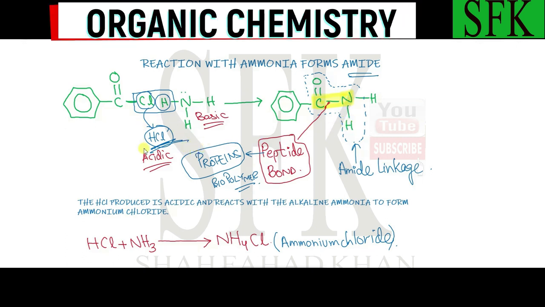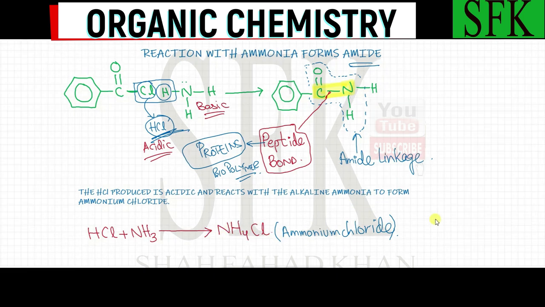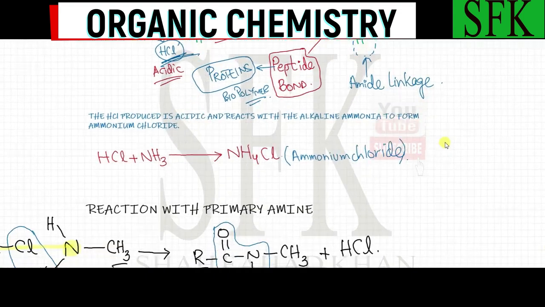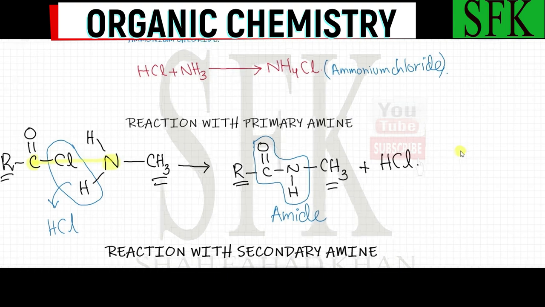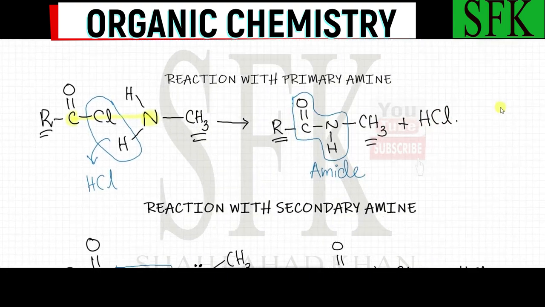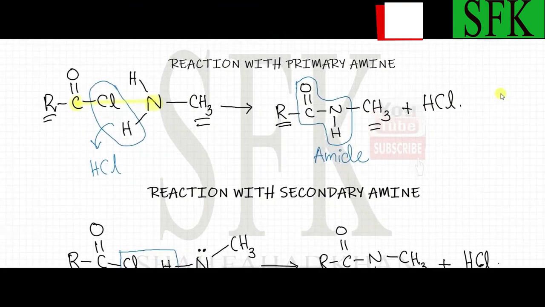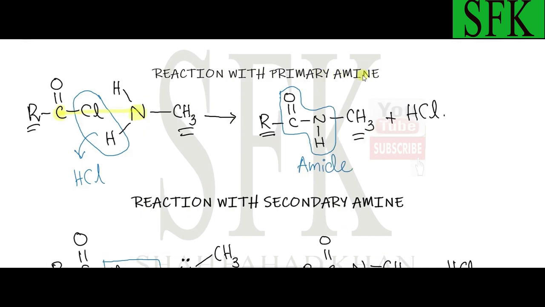Now, this HCl which is produced over here is acidic, and the ammonia that we use as a reactant is basic. So this HCl will react with excess ammonia, forming our ammonium chloride salt. Alkaline ammonia reacts with acidic HCl, forming ammonium chloride salt. Now let's look at the reaction of acyl chlorides with primary amine.